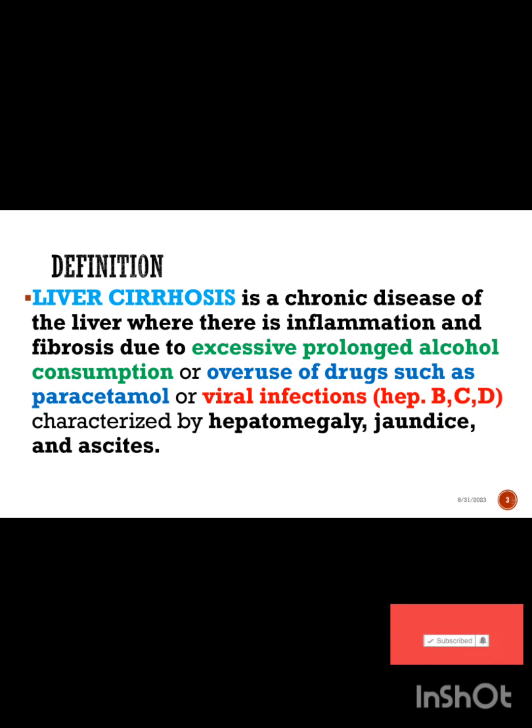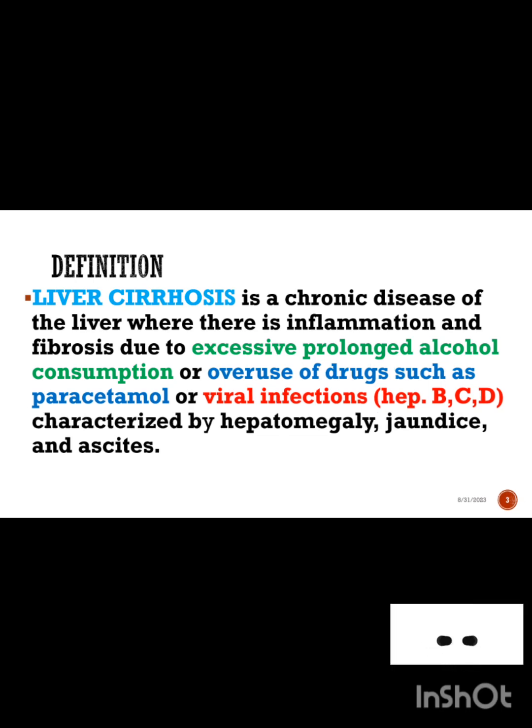So liver cirrhosis, by definition, is a chronic disease or disorder of the liver where there is inflammation and fibrosis due to excessive prolonged alcohol consumption or overuse of drugs such as paracetamol, or viral infections such as hepatitis B, C, D, and others, characterized by hepatomegaly, jaundice, and ascites.